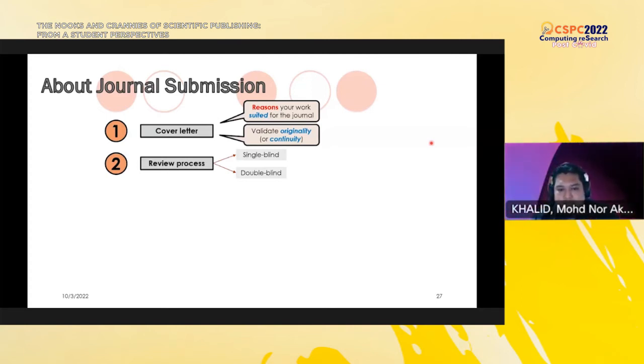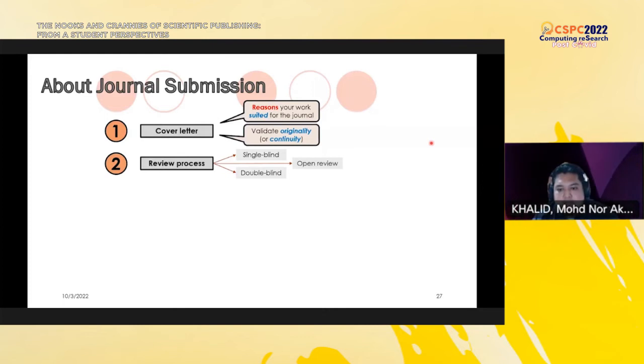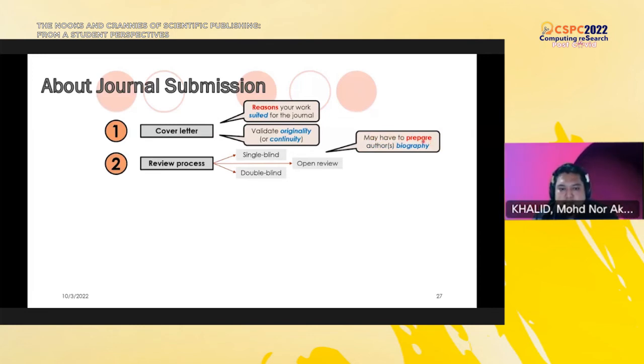Then you need to understand that some journals will reject your paper if you don't consider what kind of review process they use. For example, if they do single blind, then it doesn't matter if you put your name or not. But for double blind, you need to remove your name, any association, any institution information, and some even allow open review. So you need to consider that. And because of that, sometimes you need to have a biography for each of the authors, not just the corresponding author. So this is a lot of work, especially if you think that you can submit your paper within one night, then you're terribly wrong.